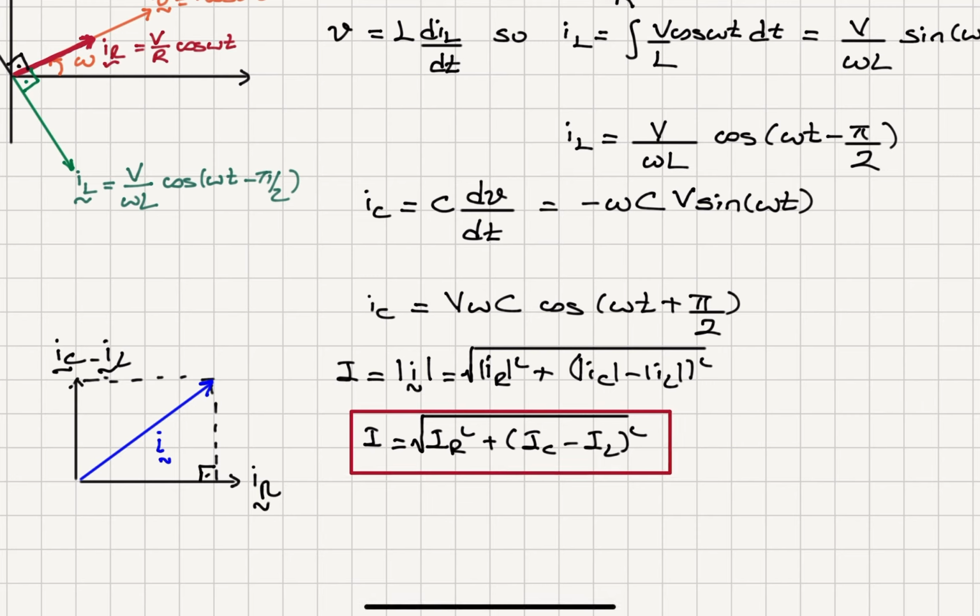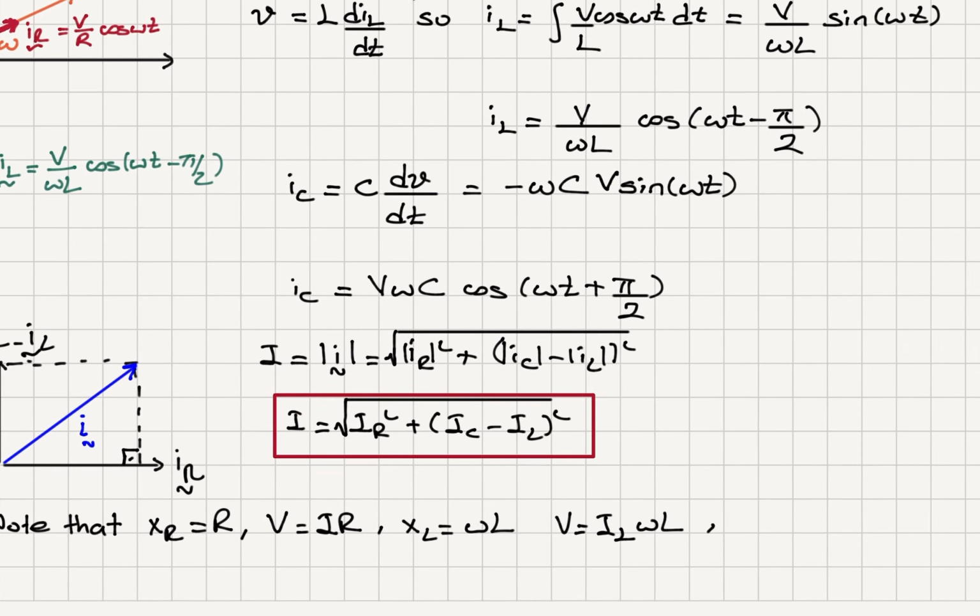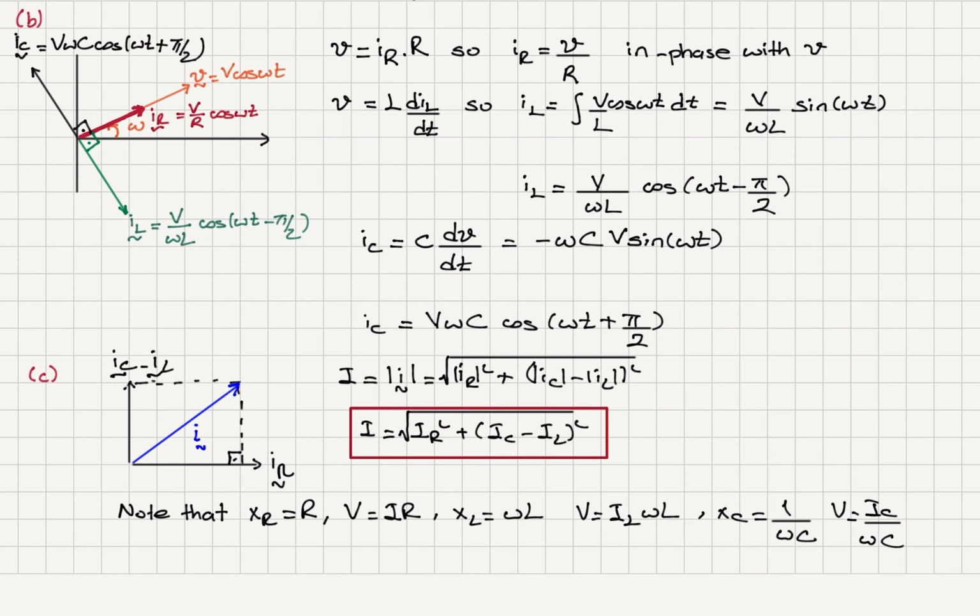Now, I want to note here that I have resistive reactance R. The voltage amplitude V is equal to I times R. The inductive reactance is omega L, which means the voltage amplitude is IL times omega L. And at the same time, the capacitive reactance is 1 over omega C, which means the voltage amplitude is IC divided by omega C. So I have this relationship between the magnitudes of the currents and voltages.